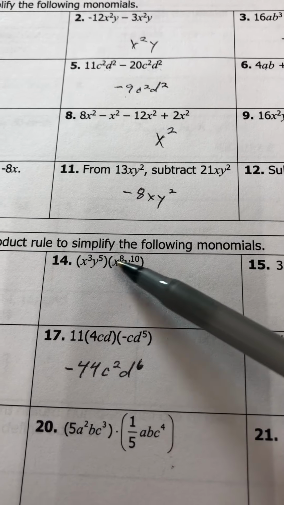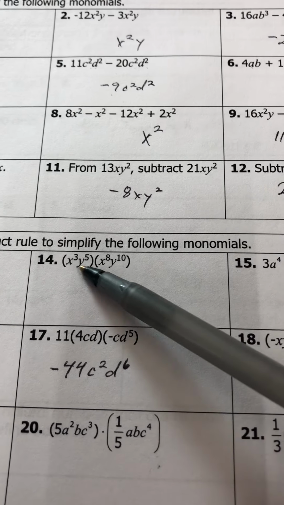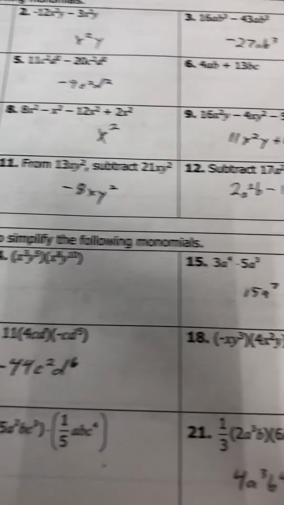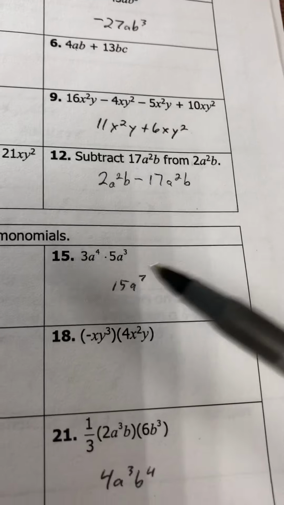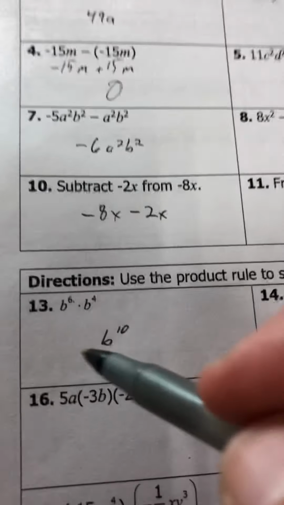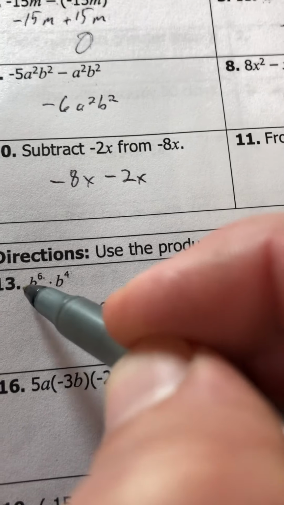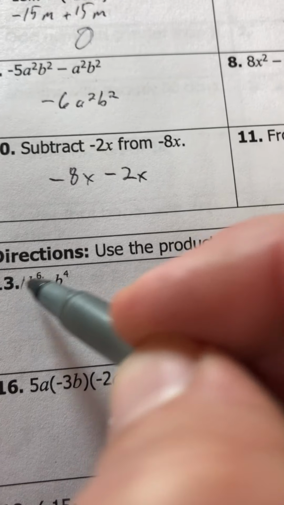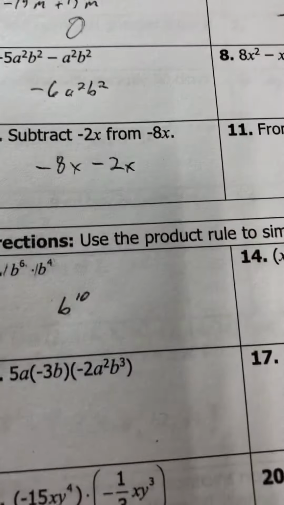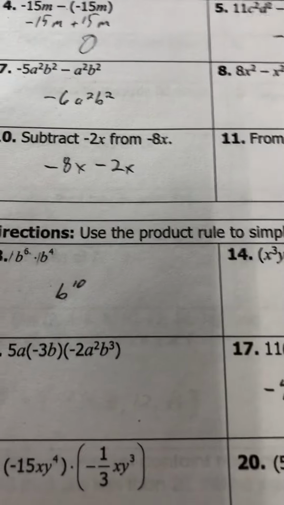Try these. You're just going to add your x exponents and add your y exponents. This one, notice that there's no coefficient. Why isn't there a big number here? Because this would be 1 times 1. 1 times 1 is just 1 still, and I'm left with the exponents.